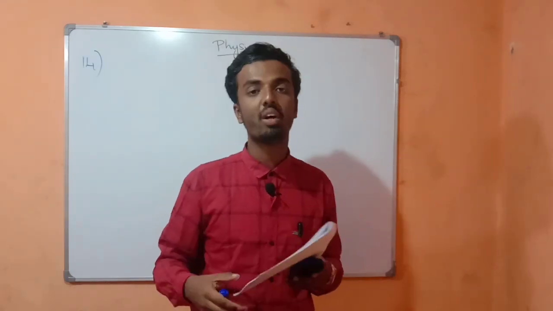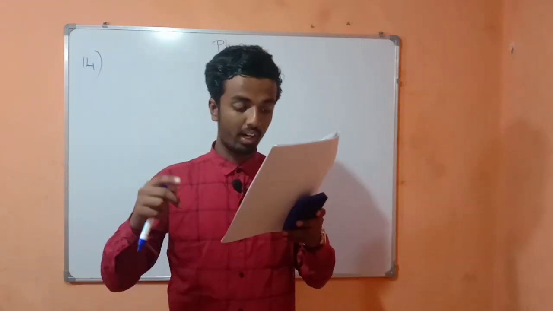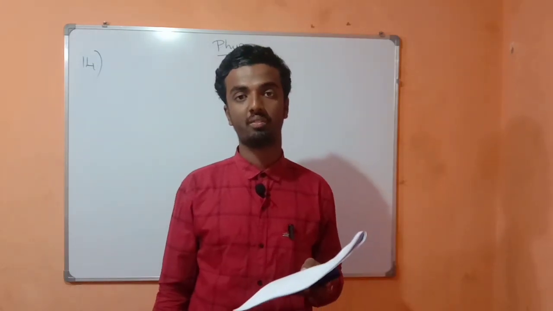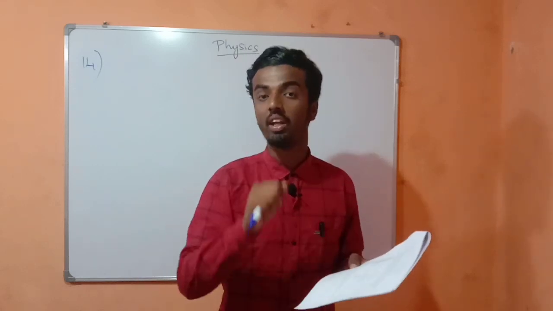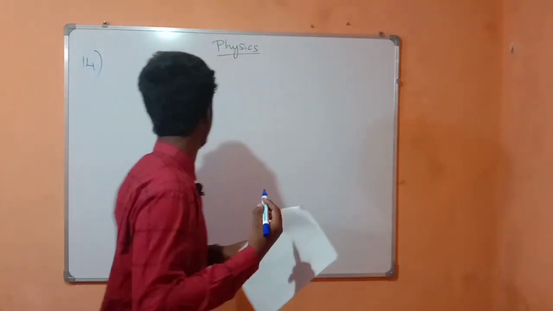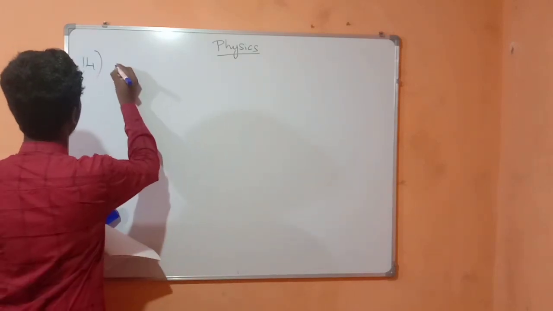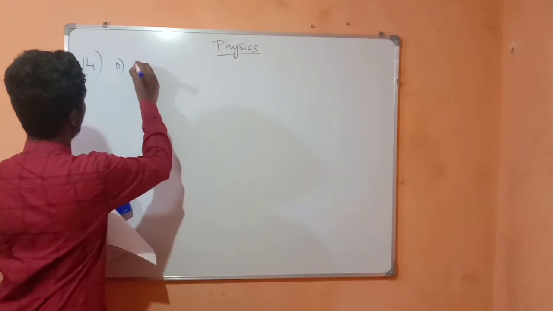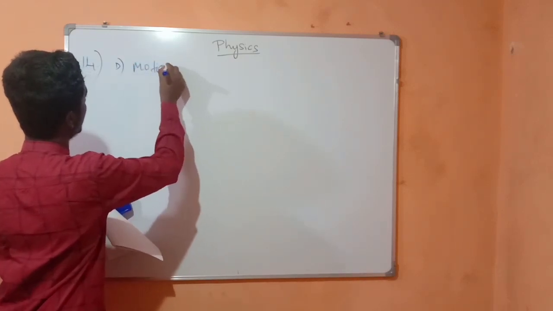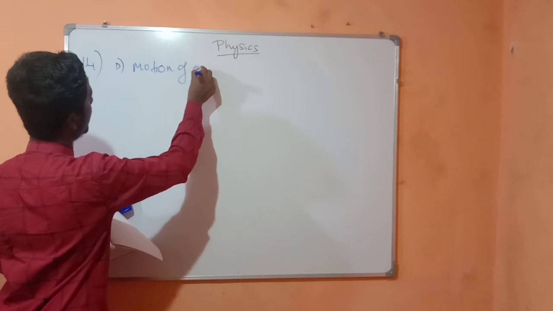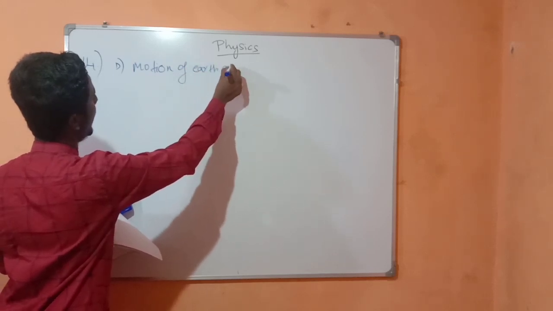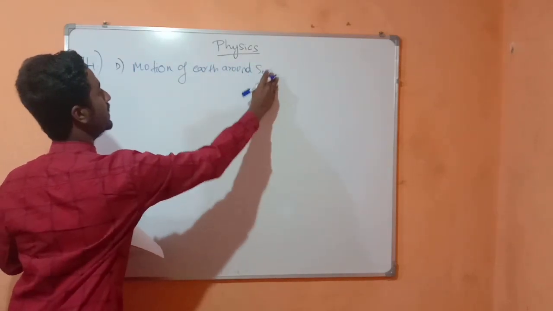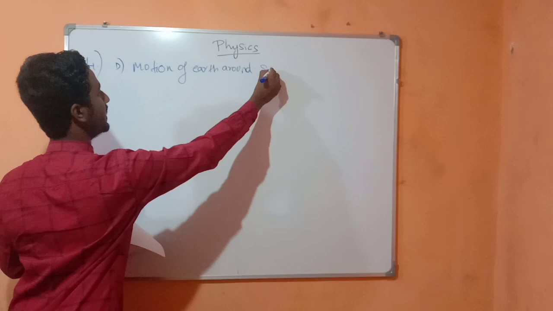That is option D, motion of Earth around sun. Earth is moving around the sun. That is revolutionary motion, children. That is a revolution, not an oscillatory motion. So option D is correct, children. What is option D? Motion of Earth around sun. This is the correct answer, children. Sorry, children. Sun.